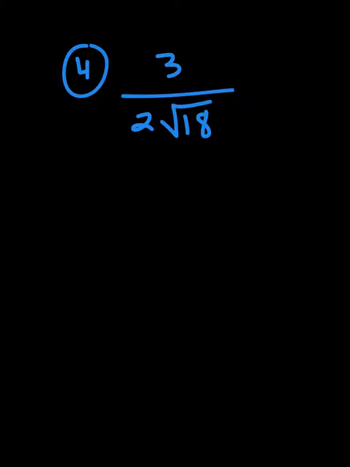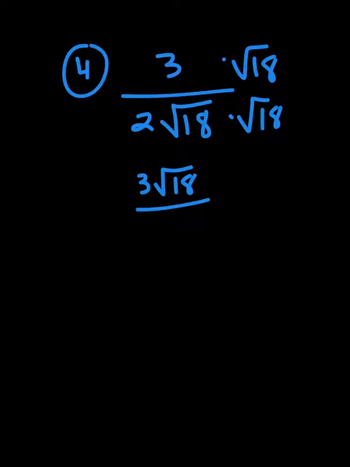Okay, so I have 3 over 2 root 18. So I want to start off by rationalizing my denominator. So I'm going to do that by multiplying top and bottom by the square root of 18. That gives me 3 root 18 in the numerator over 2 times root 18 times root 18, which is 18. So I really have 3 root 18 over 36.